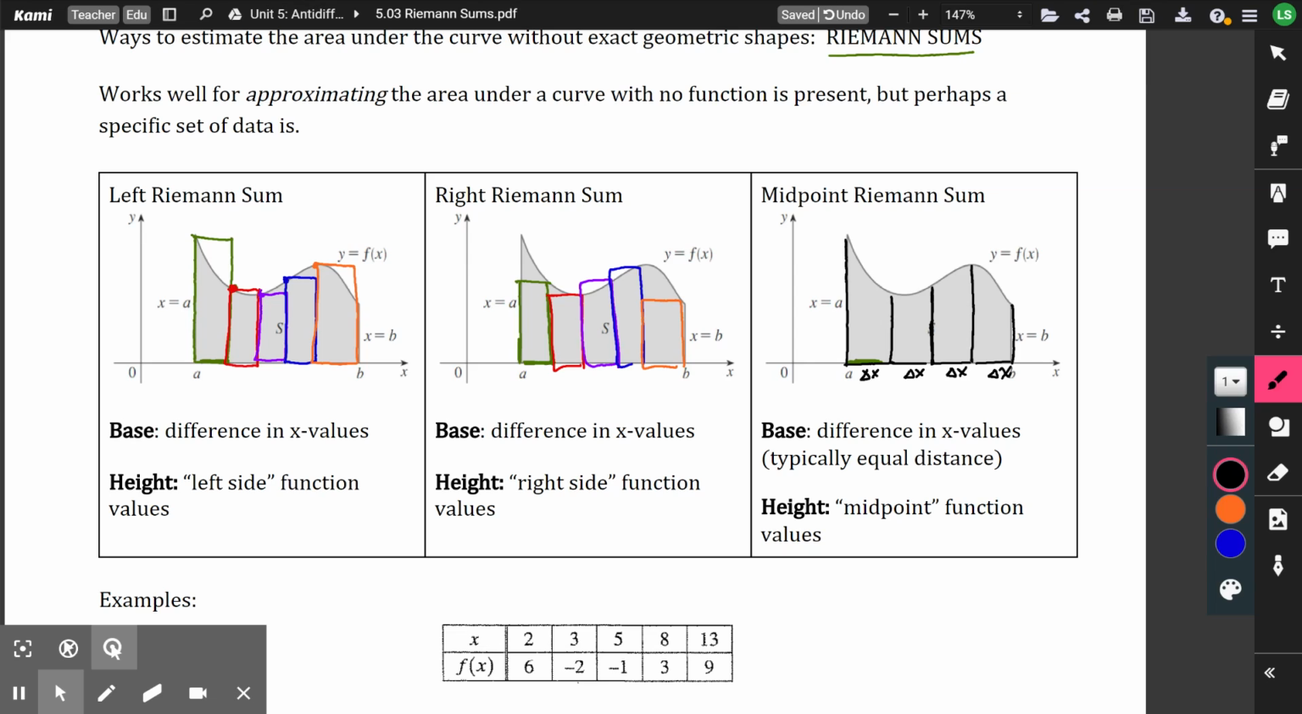To determine the height, we're going to go into the middle of each particular rectangle base and use the middle x value to determine what the height of that rectangle is going to be.